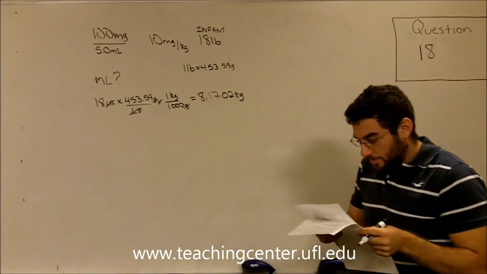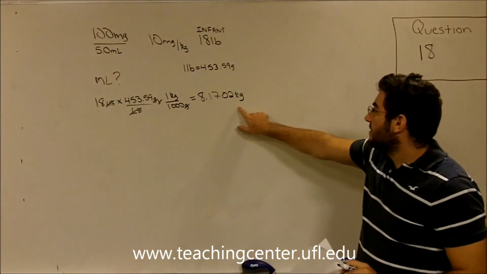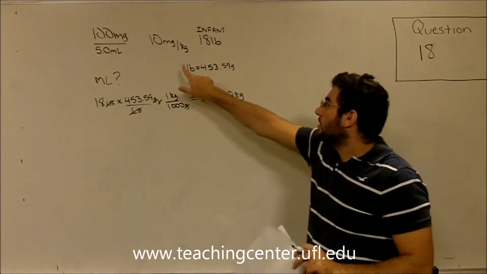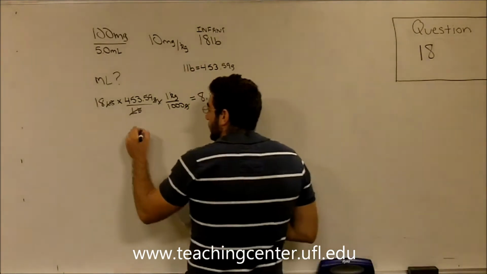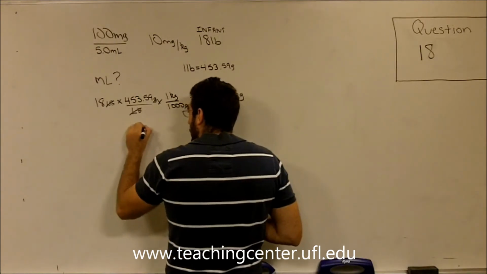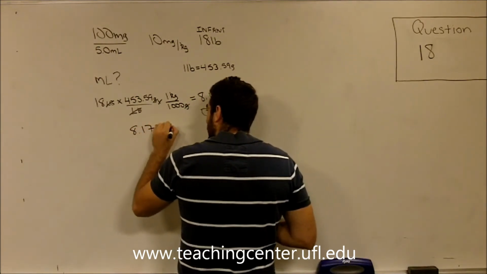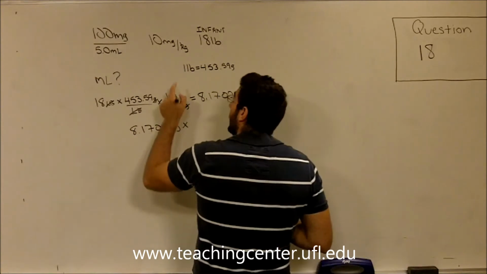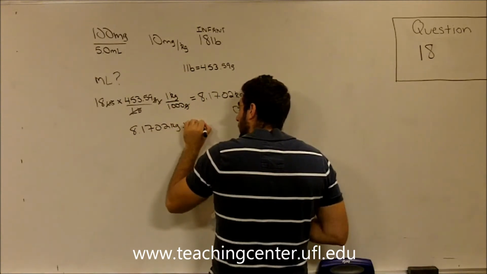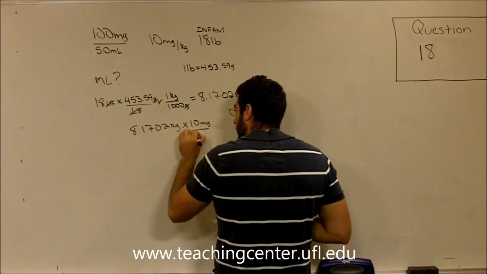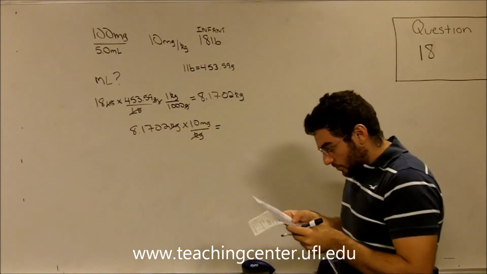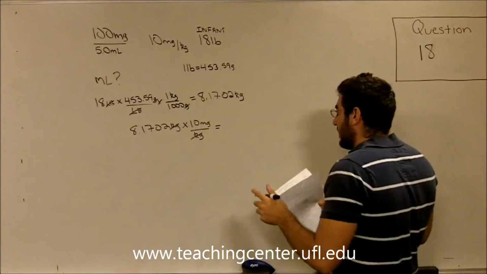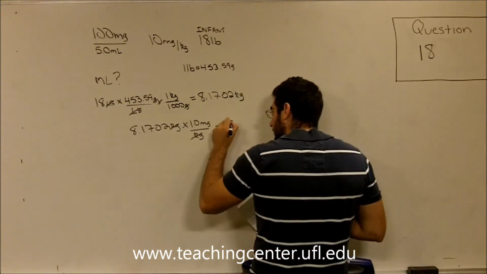So once we know how much the baby weighs, 8.1702 kilograms, we can multiply by 10 milligrams per every kilogram of body weight. So we have 8.1702 kilograms times 10 milligrams per every kilogram. Again, the kilograms cross out, and we're left with 81.702 milligrams.